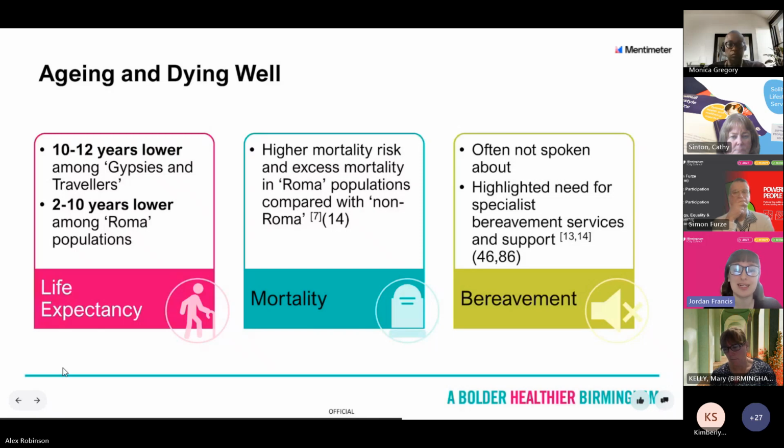And again, we've got higher mortality risk and excess mortality across all categories in Roma populations compared with non-Roma populations. This came from a systematic review on mortality that included English, Romani, Gypsies, Irish Travellers and Roma from Central and Eastern Europe. It also found that deaths often occur in more traumatic circumstances, often as a result of road accidents or, unfortunately, suicide. And bereavement is something that in the communities is not necessarily spoken about, which highlighted a need for specialist bereavement services and support.